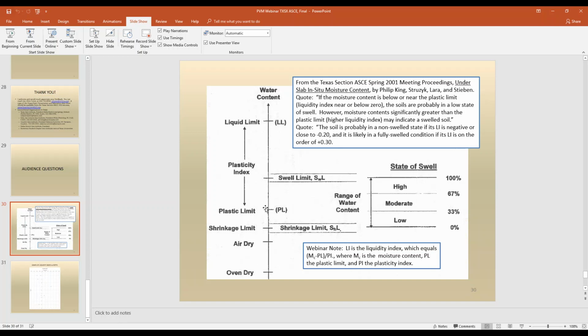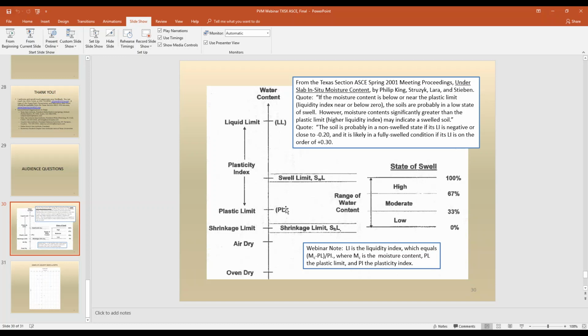And so here they have graphed a plastic limit, and the way they've indicated here is that if a sample is at its plastic limit, then it's probably 33% of the way into its swelling potential. So say one were to predict that you were going to get 5 or 6 inches of movement, then 2 inches of that movement has probably already occurred if the existing moisture content is around the plastic limit.